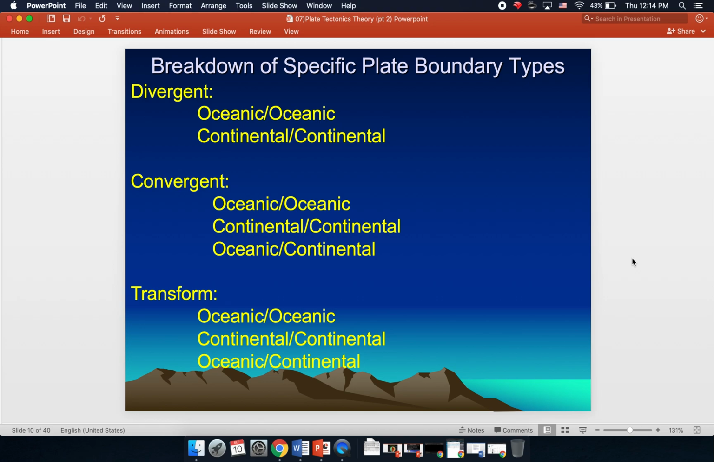Now convergent plate boundary types. This is where you have two plates moving towards each other. You can have two oceanic plates interacting that way, two continental plates interacting that way, or you can have an oceanic and a continental plate interacting that way. And then with transform boundaries, which are a boundary at which two plates are moving past each other, you could have two oceanic plates interacting that way, two continental plates interacting that way, or you could have that same interaction between an oceanic and a continental plate. And we're going to go through each of these in detail.